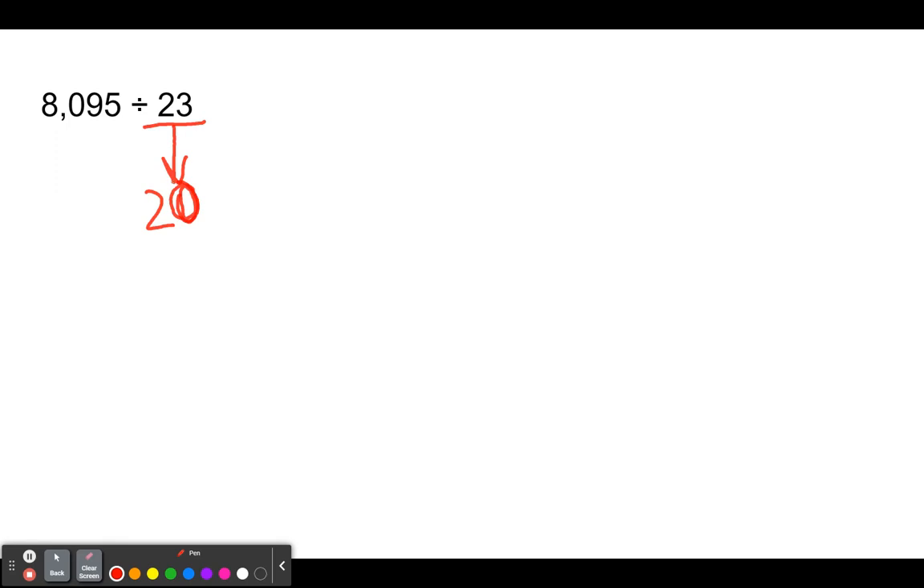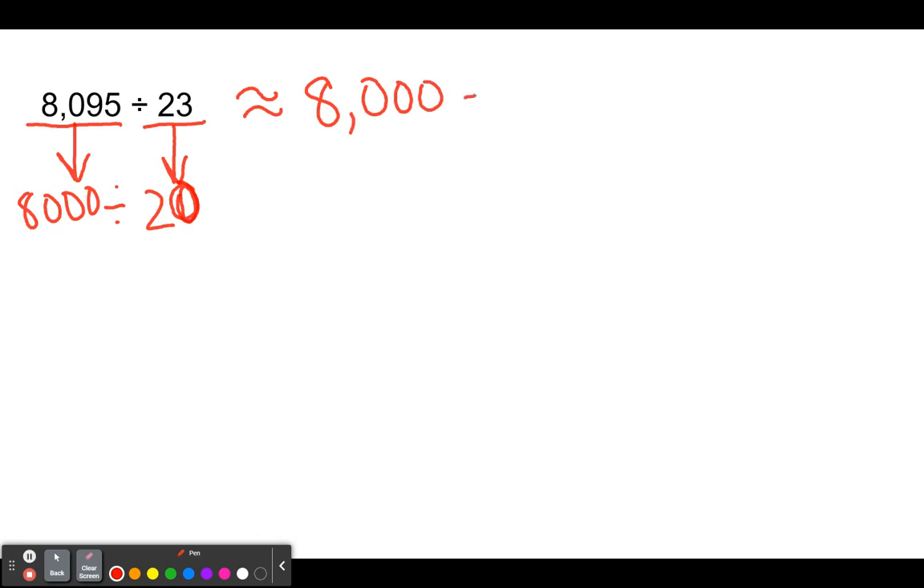Now, I'm going to think about what I could round 8,095 to, to help make it easier for me to divide it by 20. So now I'm thinking, okay, you know what? If I round 8,095 to 8,000, that is an easier number to work with, and that's going to be really easy to divide by 20. So 8,095 is about 8,000, and we're going to divide that by 20. This symbol right here is telling us about. So we're going to go ahead and approximate.